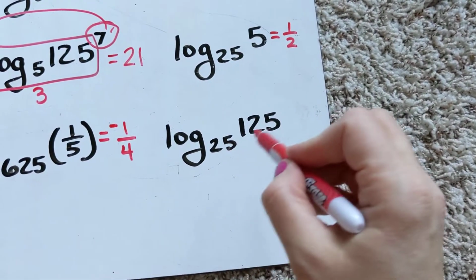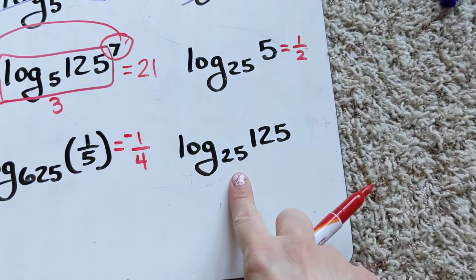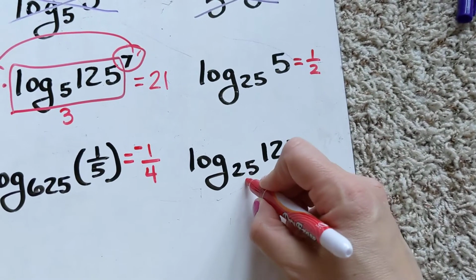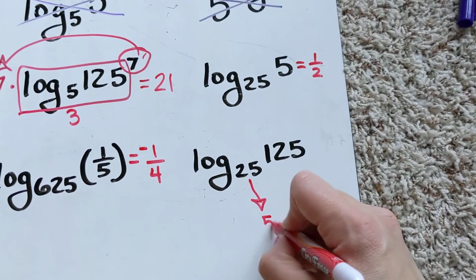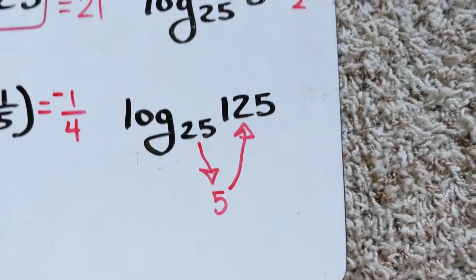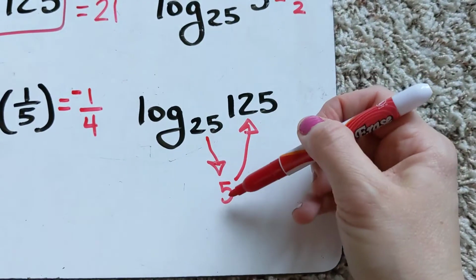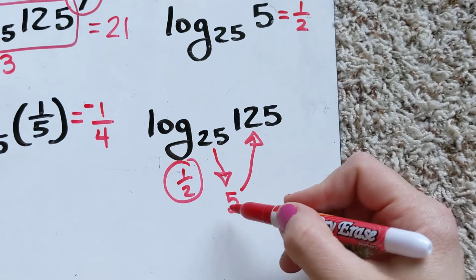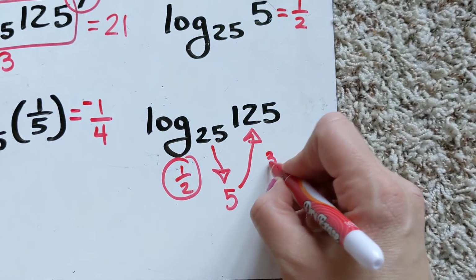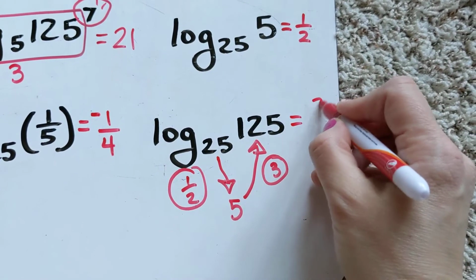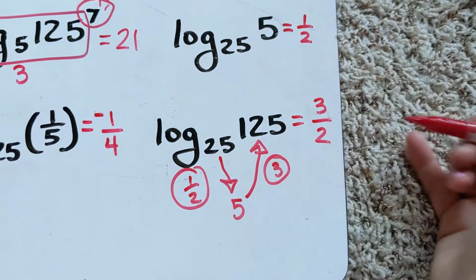Okay, now here, we know we can't get from 25 to 125, but both of them can come from a 5. So this is when we put a 5 down low. 25 to 5, that would be a square root. 5 to a 125 would be the 3rd power. Multiply those together. 3/2.